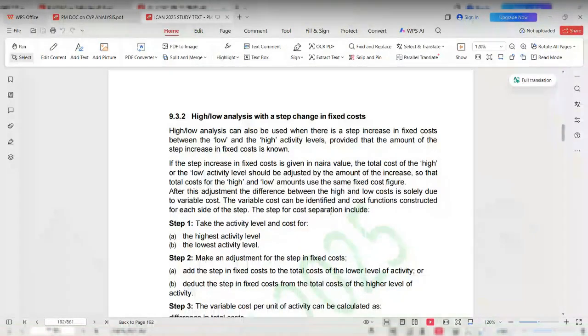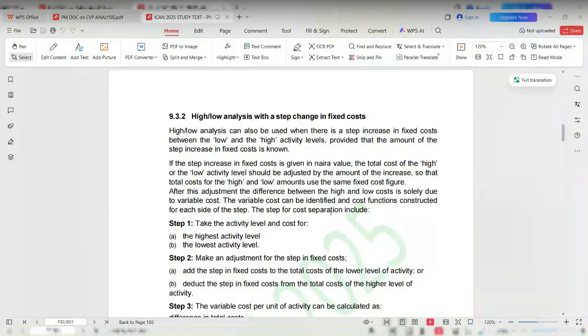If the step increase in fixed cost is given in naira value, the total cost of the high and low activity level should be adjusted by the amount of the increase, so that the total costs of high and low use the same fixed cost figure. After this adjustment, the difference between the high and low cost is solely due to variable cost. The variable cost can be identified and a cost function constructed for each side of the step. The steps for cost separation include, what are the steps?